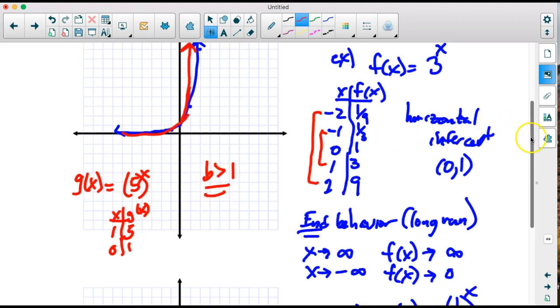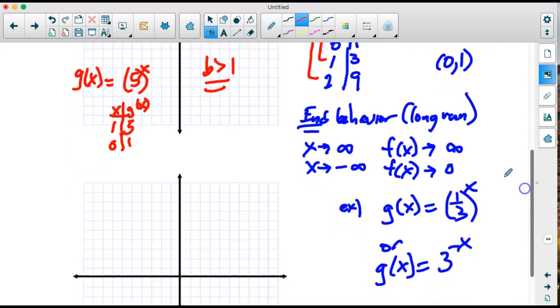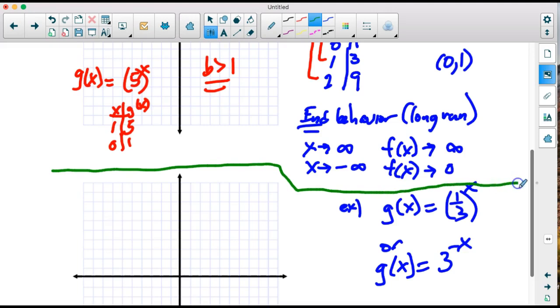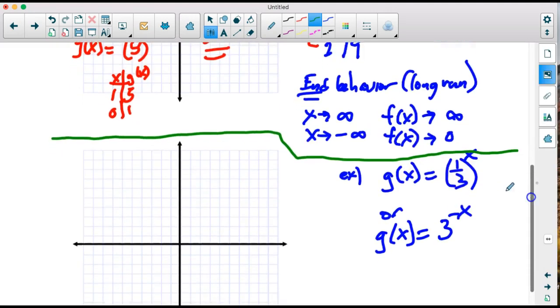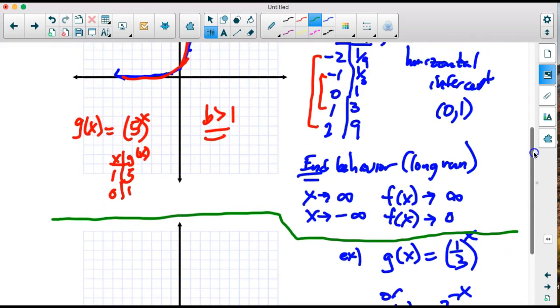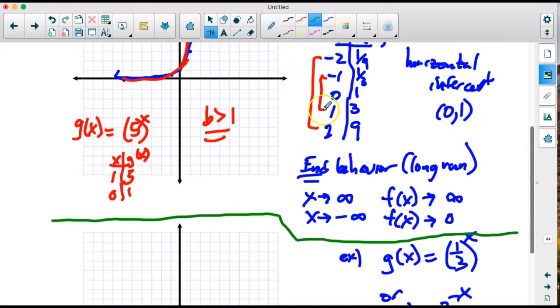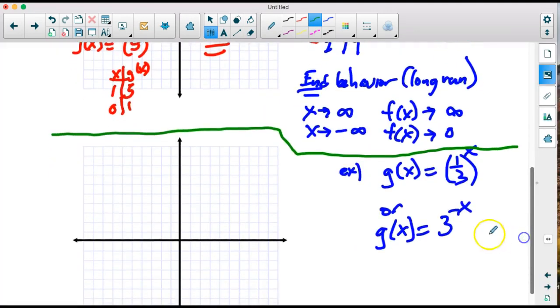Now we're going to look at the second type of this. This is the reciprocal one. We're going to look at this example. Now the reciprocal can be written this way, or it can be written with a negative exponent. As we saw before, if we just change the exponents to negatives, we get the reciprocals. So these are the same function: 1/3 to the x and 3 to the negative x are both the same.